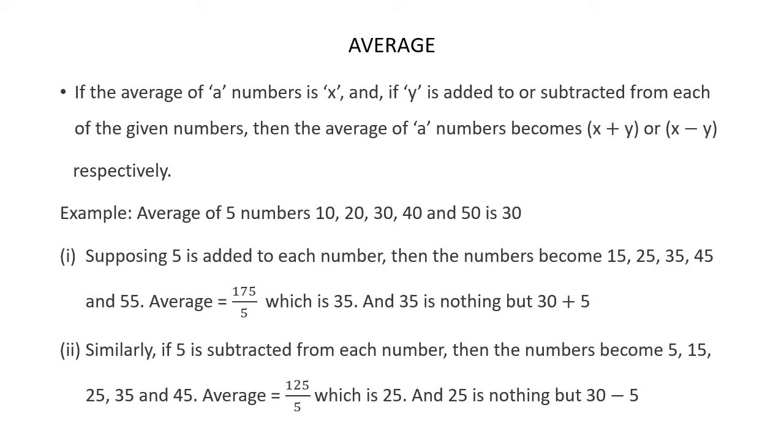Similarly, if 5 is subtracted from each number, then the numbers become 5, 15, 25, 35 and 45. And the sum of these numbers is 125. And the number of items here is 5. So average is nothing but sum of items divided by number of items. So average here is 125 divided by 5, which is 25. And 25 is nothing but 30 minus 5.